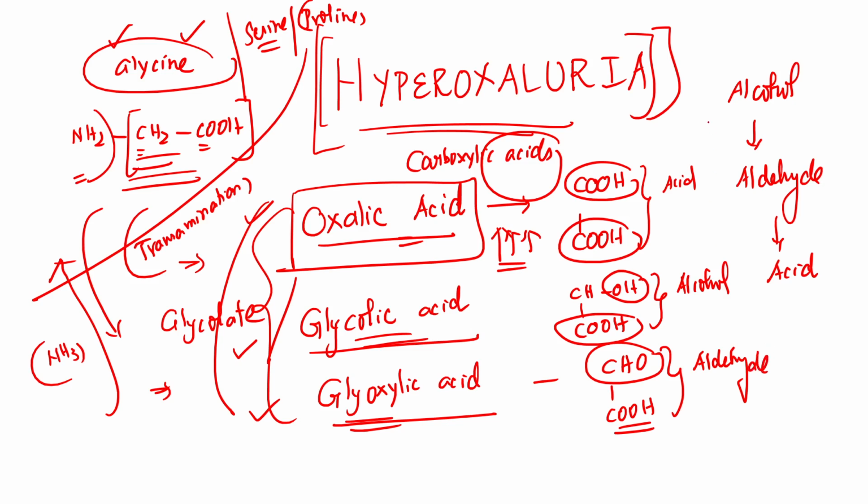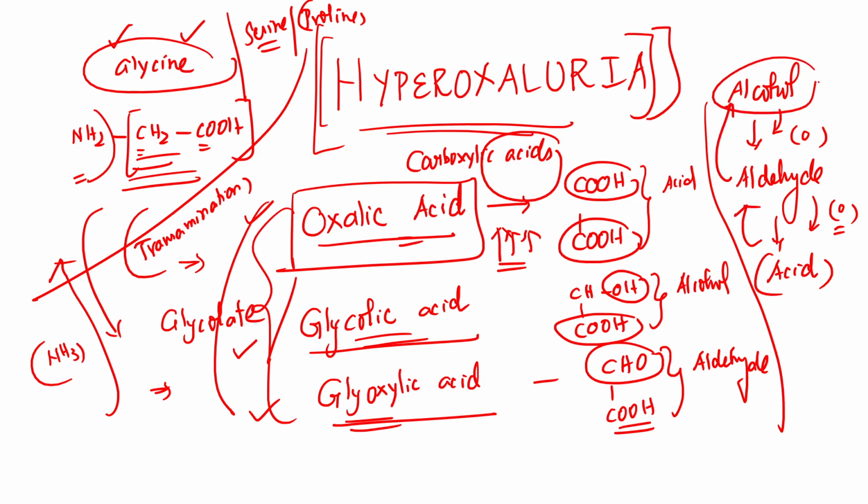But what have we understood from organic chemistry? Alcohol on oxidation becomes aldehyde. Aldehyde on oxidation becomes acid. Now you can go in the reverse pathway. Acid on reduction becomes aldehyde. Aldehyde on reduction becomes alcohol.